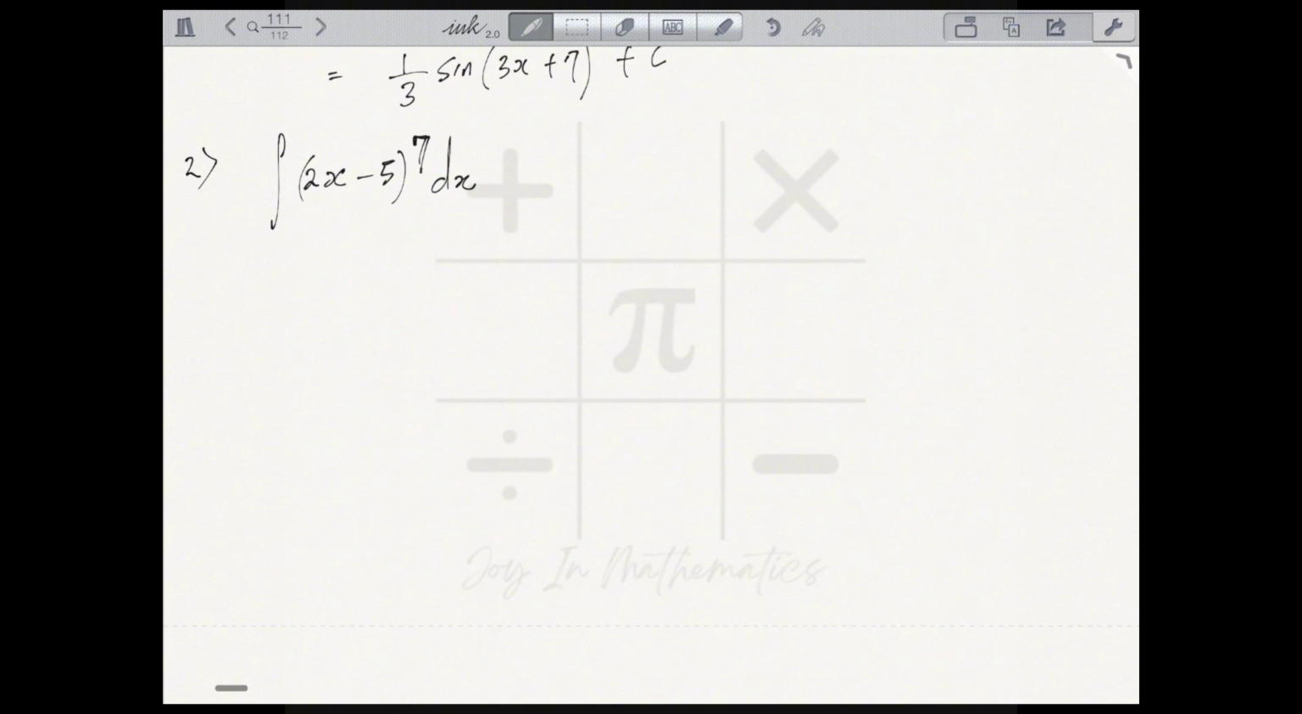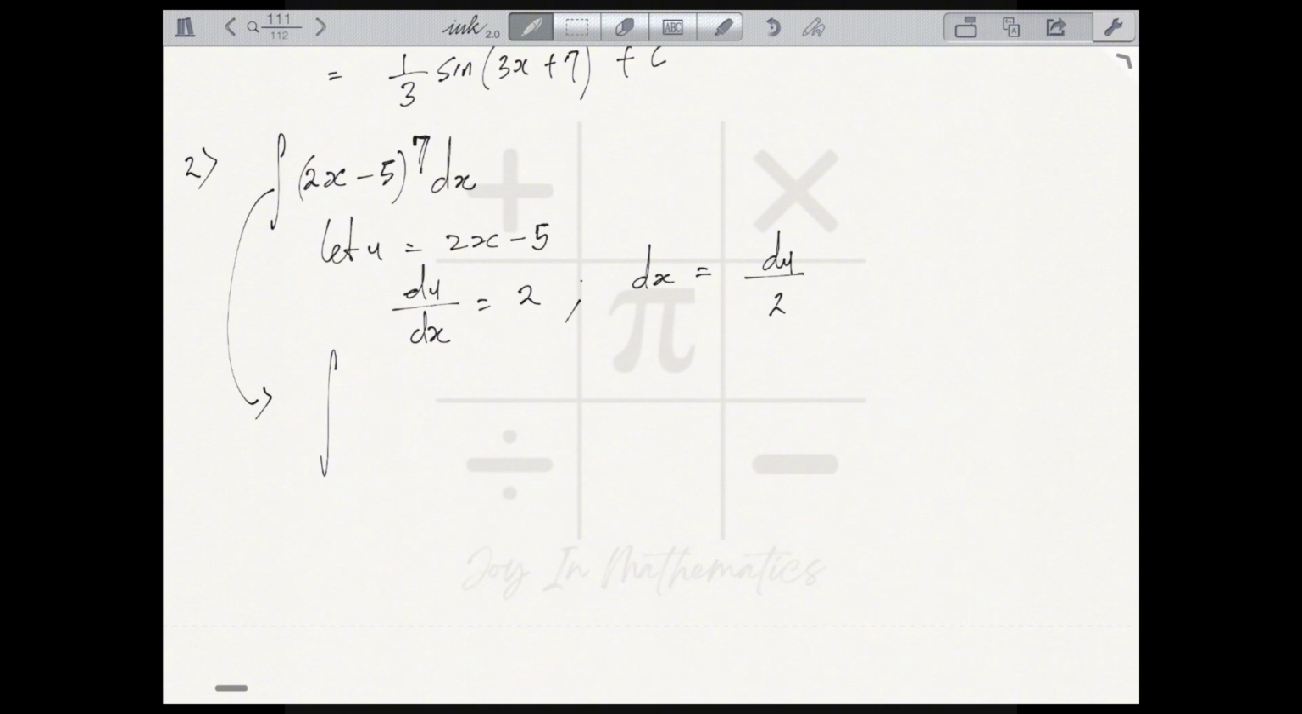So we say let u be equal to 2x - 5. Then we can evaluate du/dx, and that will give us 2. Then we can make dx the subject, giving dx equal to du over 2. Coming back to the question, we change the variable x to variable u. So this will become u raised to the power 7, and our substitution for dx is du over 2. Now this is the integral of 1/2 u to the power 7 du, and this is 1/2 integral of u to the power 7 du.